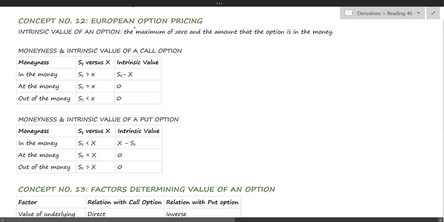Concept number 12, European option pricing. So what is the intrinsic value of an option, which is also called IV? This is the maximum of zero and the amount that the option is in the money.